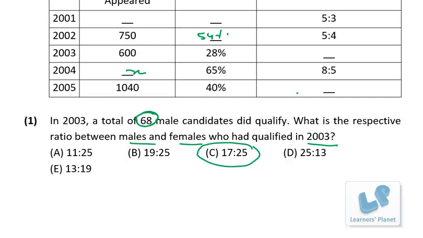And apart from that, I can tell you the actual calculation also. So for 2003, 600 candidates are there and 28% are qualified. So 6 into 28. This is the total number of qualified candidates, and out of this, 68 are males, right? So 100 are females. So 68 is to 100. So that comes to 17 is to 25. Okay, so I have discussed both the methods. I hope you are clear.